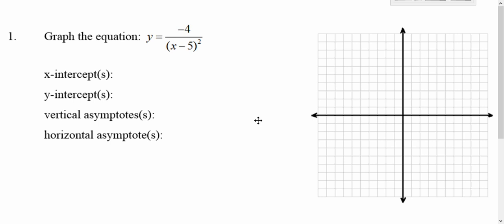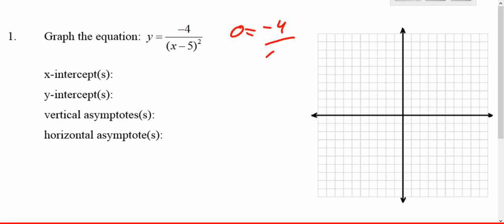So to first find the x-intercept, we will plug in 0 for y. So we get 0 equals -4 over (x minus 5) squared. So trying to solve, we would multiply the (x minus 5) squared to the other side, times 0 is still 0. So you end up with 0 equals -4, which doesn't make any sense. So that means there's no x-intercept.